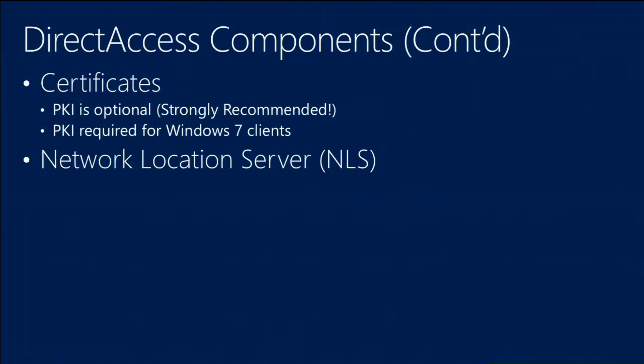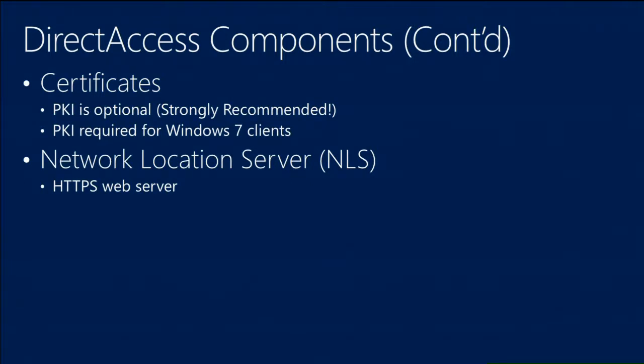DirectAccess uses a component called the Network Location Server, and it sounds really complex, but it's really nothing more than a web server with an SSL certificate on it that we can use almost like a homing beacon. The client, when it's on the intranet, will send a request to the Network Location Server. If it gets a response, it knows it's on the CorpNet. If it doesn't get a response, it knows that it's outside, and it will know to bring up the IPsec tunnels and do some more stuff. We'll talk about that a little bit later.